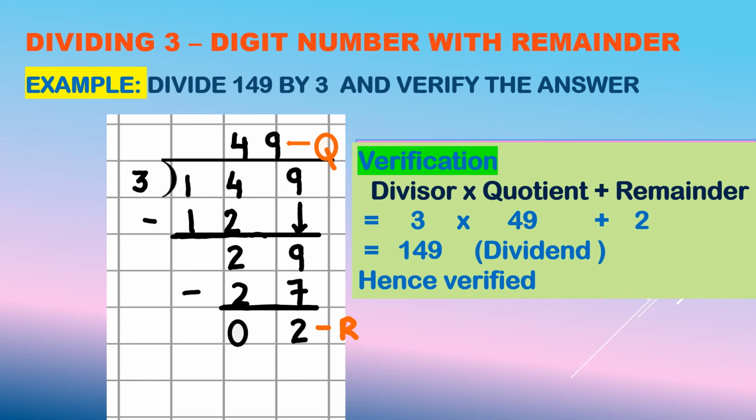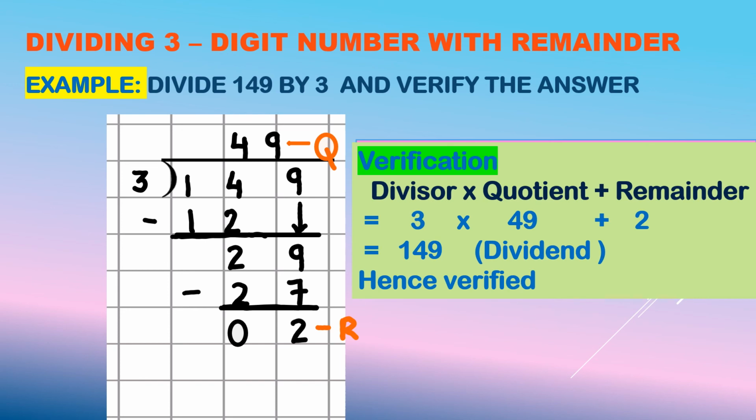Step 2. Bring down 9 alongside the 2 tens, which is your remainder. So, new dividend is 29. Divide 29 ones by 3. 29 divided by 3, you will get 9 ones. Write 9 in the ones place in the quotient. Here, the remainder is 2. So, your quotient is 49 and remainder is 2.